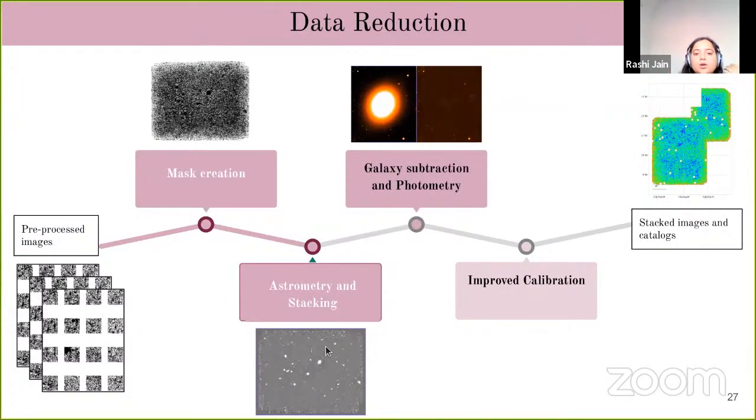To make the detection of globular clusters around the central galaxy easier, we also subtract the galaxy and then we perform photometry. Then there are some other steps for improved calibration, and as an end product we get stacked images and also the catalog of the objects.